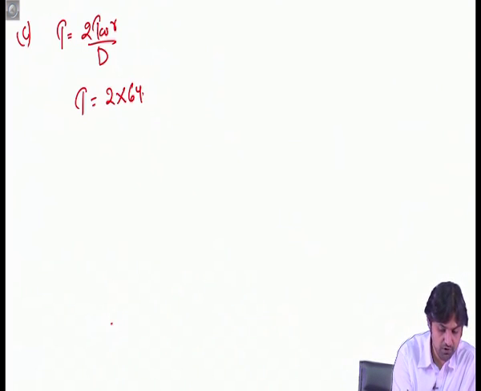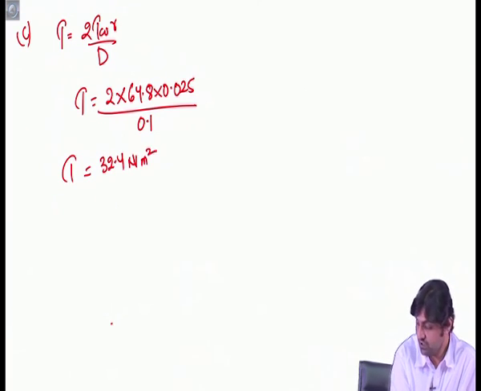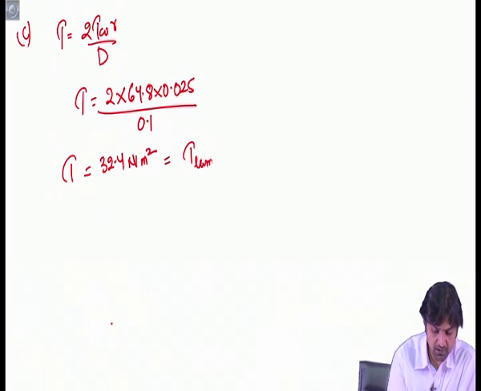Now the C part, we are calculating shear stress. It's tau equals tau W into r by R. So tau is 2 into tau W, which we have already calculated as 64.8, into r by R, where the distance small r is given. So this is coming out to be tau equal to 32.4 Newton per meter square. And this is the sum of both laminar plus turbulent.